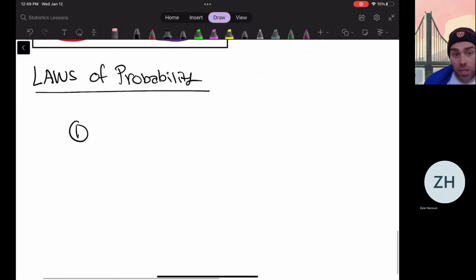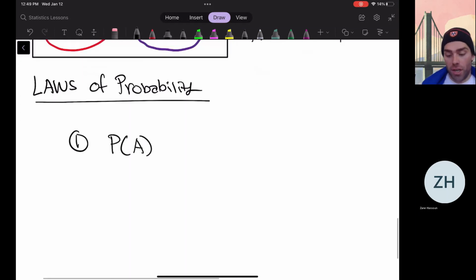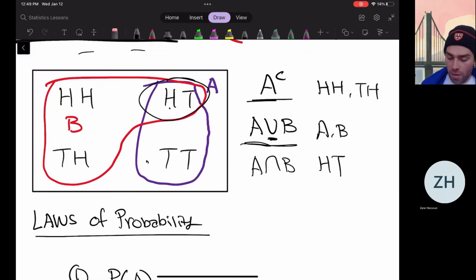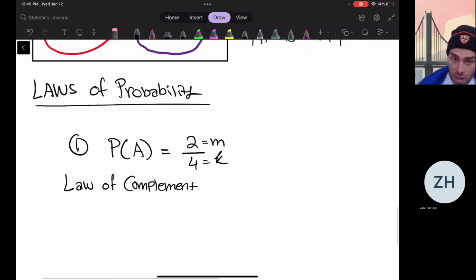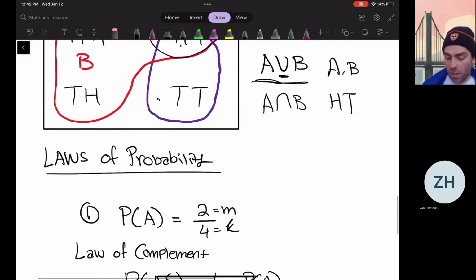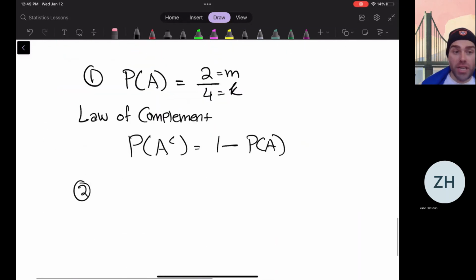So the first one we'll talk about is what I was speaking about before. If you think about the probability of A, let's go back here. The probability of A would be 2 over 4. So by the law of complement, let's write that out, we can say the probability of A complement equals 1 minus the probability of A, which makes sense in our case because it would just be another 2 over 4.